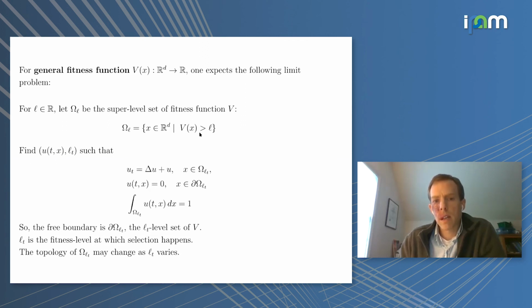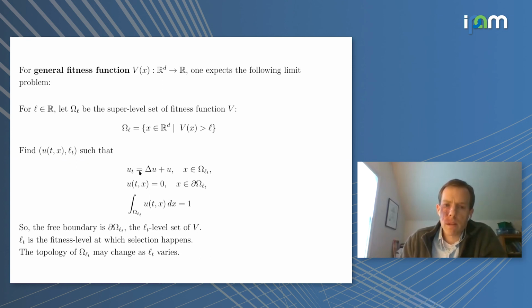So omega sub L is the set of all points where V is larger than L. Maybe these are compact sets, maybe not. Maybe they're connected, maybe not. L of t is playing the role of RT in the Brownian Bees example because it parameterizes these level sets.